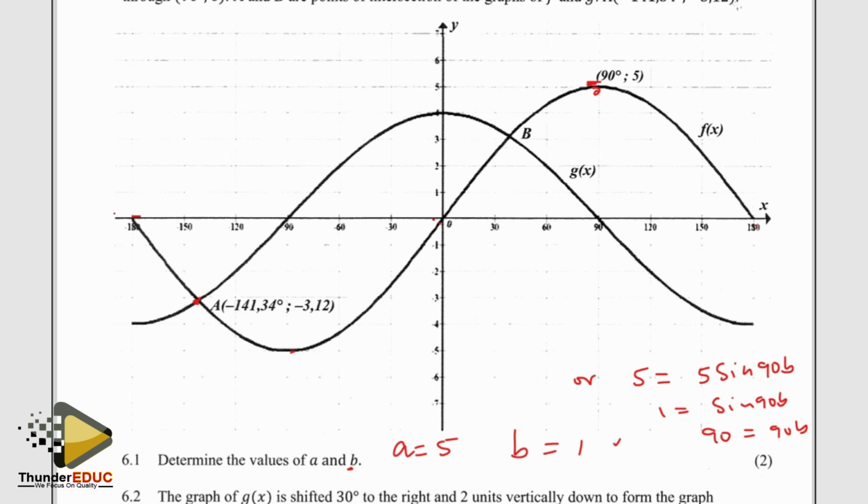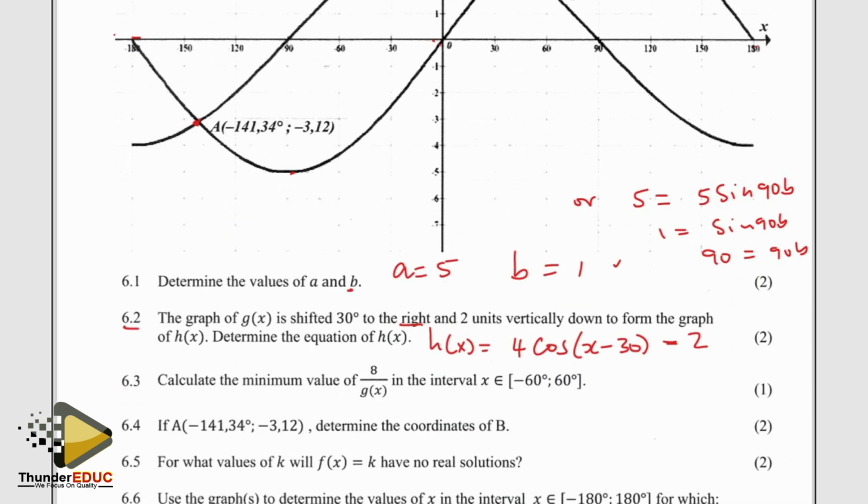Okay, so 6.2. The graph G is shifted 30 units to the right and 2 units vertically down to form H. What is H? So H of x is going to be 4 cos of x. Since it's to the right, I'll subtract 30, and since it's vertically down, I'll subtract also a 2. So that is how the equation should be written.